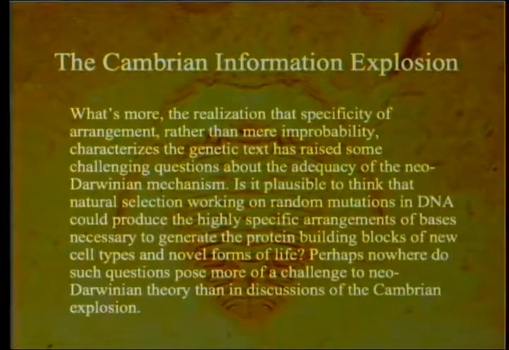What's more, the realization that specificity of arrangement, rather than the mere improbability, characterizes the genetic text has raised some challenging questions about the adequacy of the neo-Darwinian mechanism. Is it plausible to think that natural selection working on random mutations in DNA could produce the highly specific arrangements of bases necessary to generate the protein building blocks of new cell types and novel forms of life? Perhaps nowhere do such questions pose more of a challenge to neo-Darwinian theory than in discussions of the Cambrian explosion.